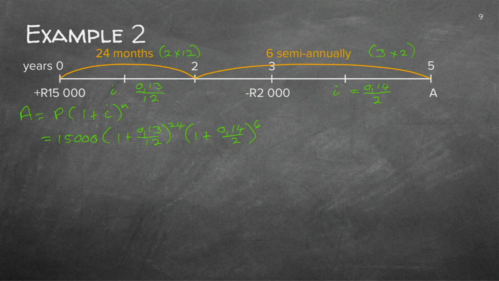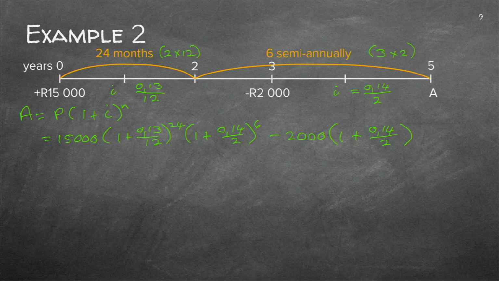But now there's a withdrawal. You remember in the previous lesson what we did? We just said, let's now minus the 2,000. I'm going to do exactly the same. 1 plus, now make sure where's your i. Sometimes this i also needs brackets. But if you look at the 2,000 Rand from the 3rd year up to the 5th year, the interest rate does not change. So it stays the same all the time. It's 0.14 divided by 2.